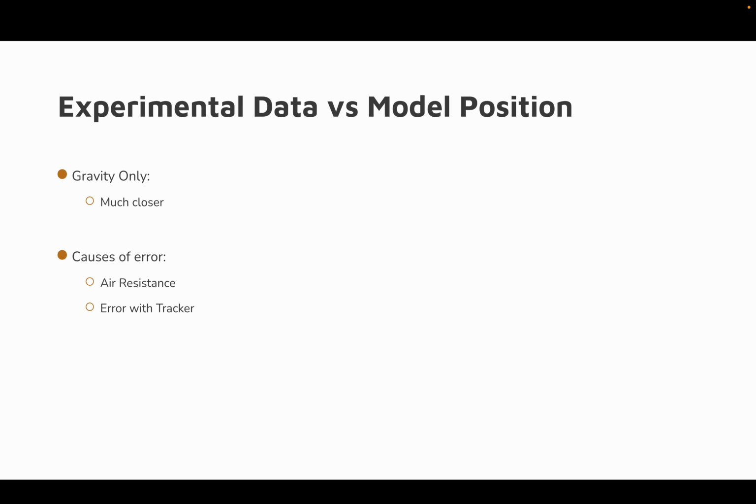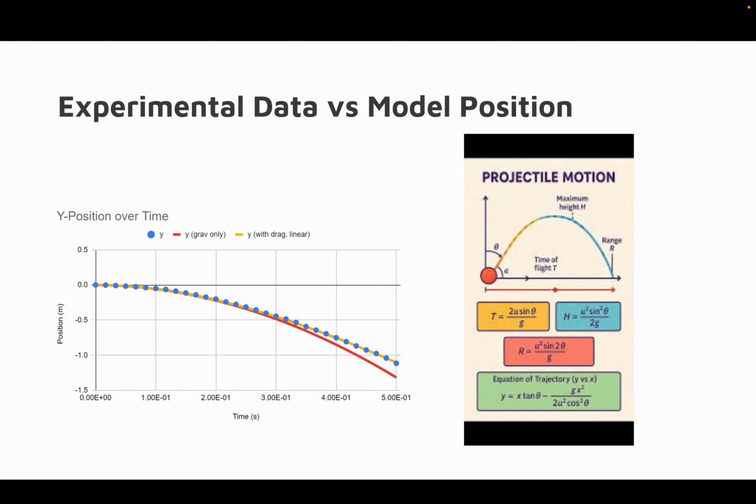So what does this mean? Basically, with gravity only, it goes much closer, and the causes of error are air resistance and the air with Tracker. This is why it's a little bit messed up, even though the red one should be going farther.